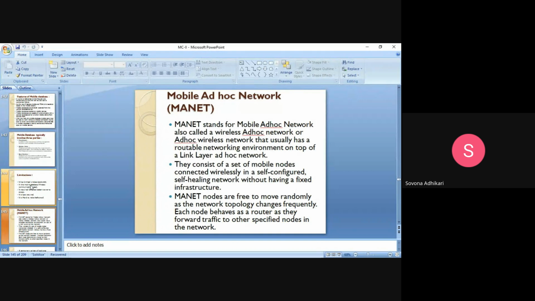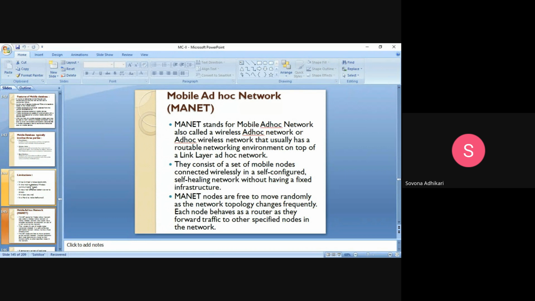They consist of a set of mobile nodes connected wirelessly in a self-configured, self-healing network without having a fixed infrastructure. It is not a fixed infrastructure, it is self-configured or self-healing. So it consists of a set of mobile nodes which are connected wirelessly.